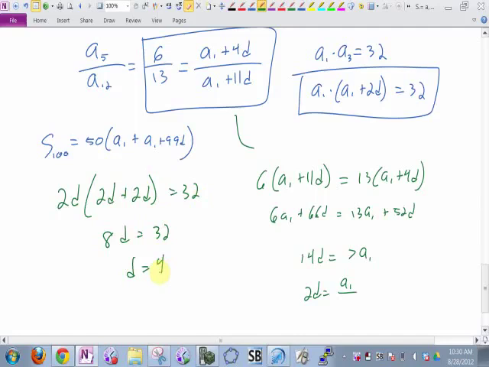Wait, huh? Well, 2D plus 2D is 4D. Ah, D squared. Come on. So early in the year still.